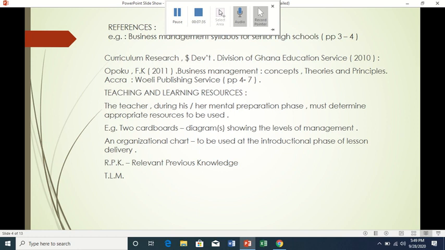Then we have the references. Any teacher going to teach has references, those from which he has taken material and which he wants his or her students to make reference to. That should follow. So the teacher must put all those things in the lesson plan. And I've given examples there. F.K. Opoku, 2011, Business Management: Concepts, Theories and Principles. It was published in Accra, Whaley Publishing Service, and specifically pages 4 to 7 is where he wants the students to look at. Then the teacher must follow that up with teaching and learning resources. What resources are at the teacher's disposal?